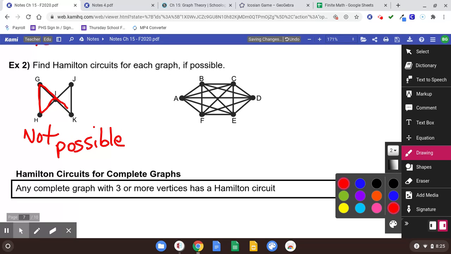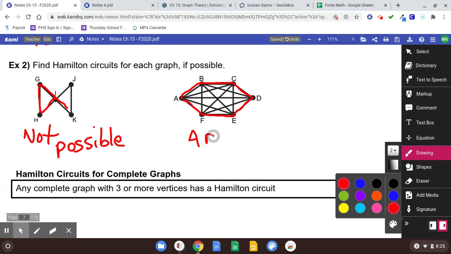For the second one, it's really easy. Don't get confused by all of the lines and all of the extra edges. All you have to do is hit all the dots and end where you started. So I think the easiest thing to do is just go around the outside. Okay, if I do that, I've got a Hamilton circuit. I hit all the dots. I ended where I started. That's a Hamilton circuit.